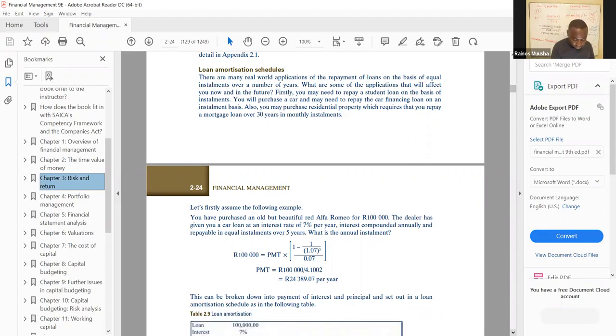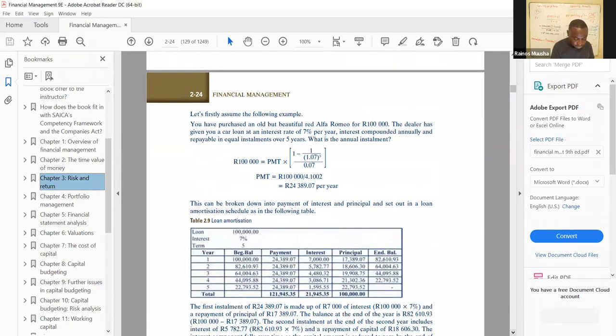To understand this better, they give us that example of Alfa Romeo. Can you quickly read through this paragraph and we go through it together?